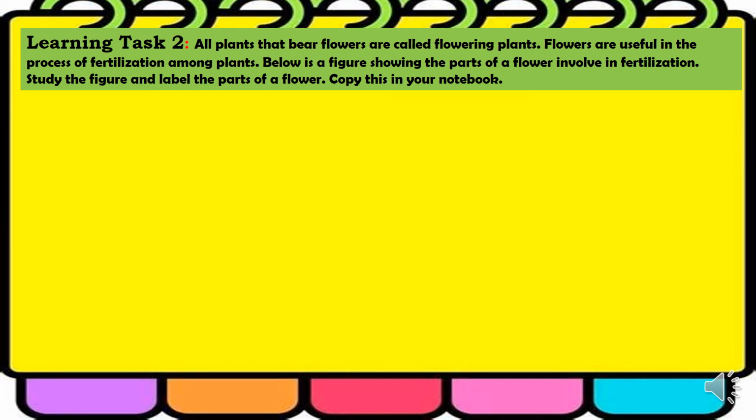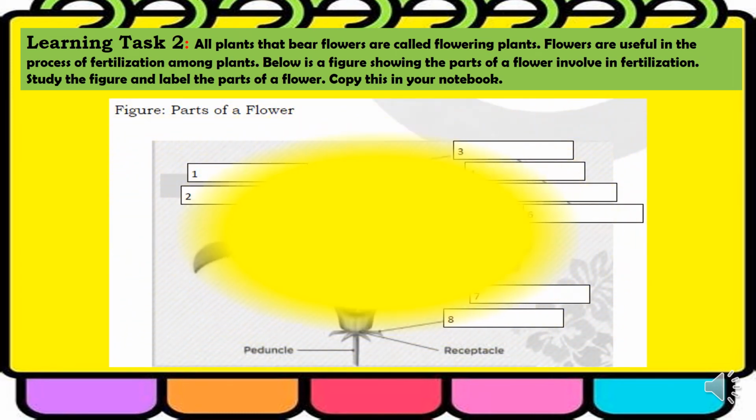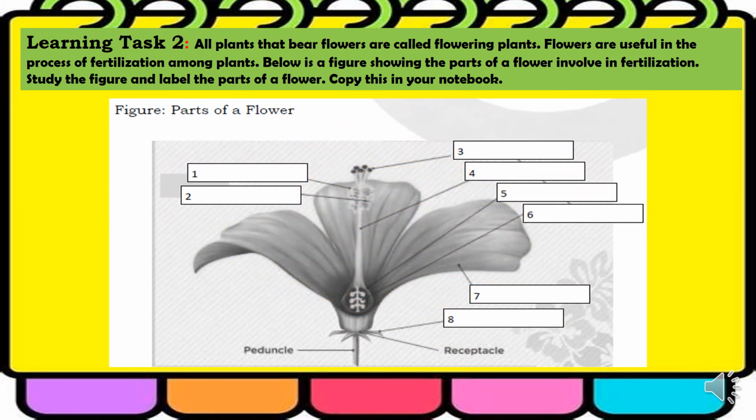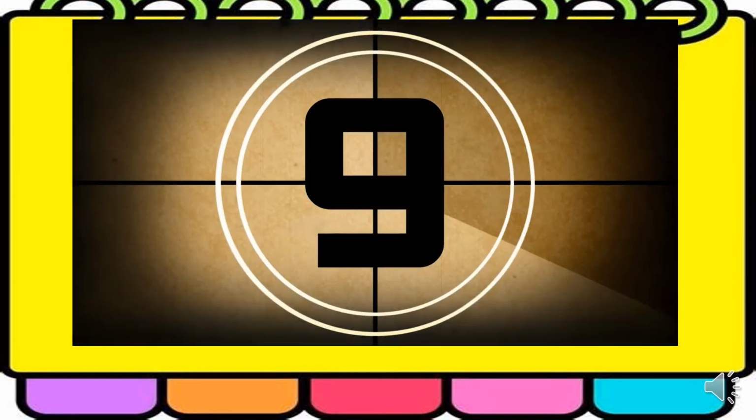This time, let us answer learning task 2. All plants that bear flowers are called flowering plants. Flowers are useful in the process of fertilization among plants. And below is a figure showing the parts of a flower involved in fertilization. Study the figure and label the parts of a flower. Copy this in your notebook. Okay, I'm going to give you time to answer this.